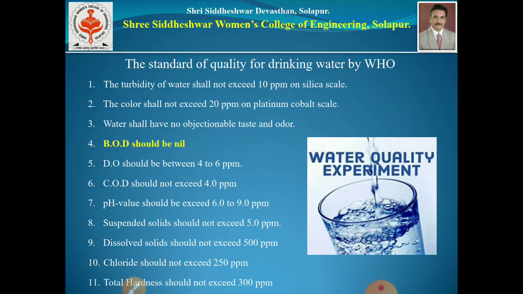Dissolved oxygen should be between 4 to 6 ppm. COD should not exceed 4 ppm. pH of the water should be between 6 to 9. So below 6 it is too acidic, and above 9 it is basic. Then suspended solids, 5 ppm, means negligible. Suspended solids lead to turbidity. So 5 ppm means very negligible, means as good as water should be completely clear.